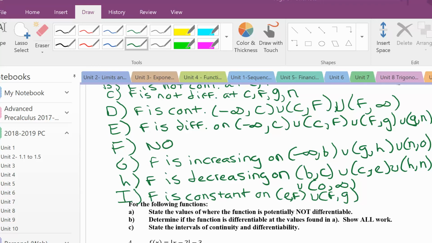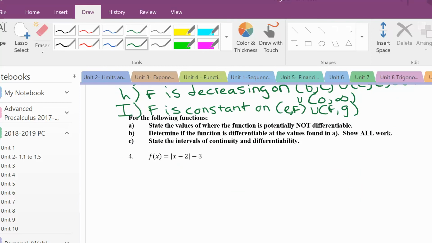So here we have to end with some examples. I'll do the first one, and then I'll give you a chance to do the rest, and then I'll just post the answers. So for part A, it says, state where the values of the function is potentially not differentiable. Well, here, it's going to be potentially at 2, because that's the turning point for the absolute value.